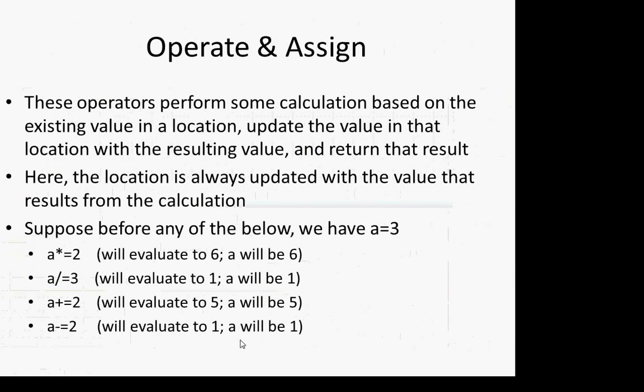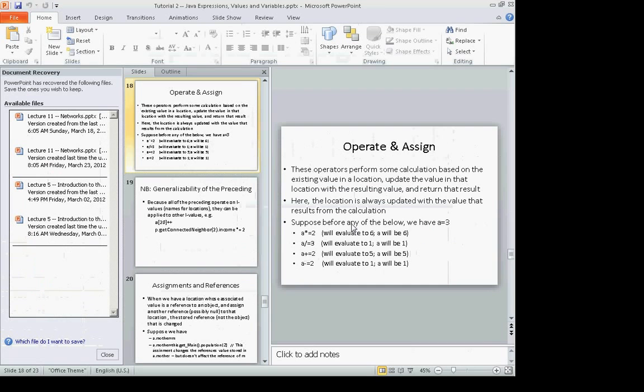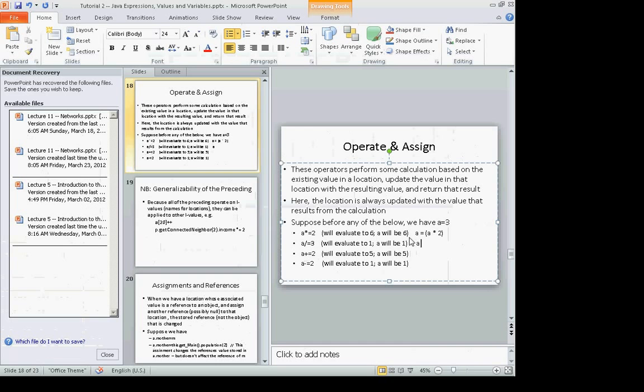A times equals 2 means A equals A times 2. That's what it means. So A divided by equals 3 means A equals A divided by 3. Okay. What does this one mean? Can anyone tell me? What does A plus equals 2 mean? A equals A plus 2. That's right. So in other words, increase it by 2.